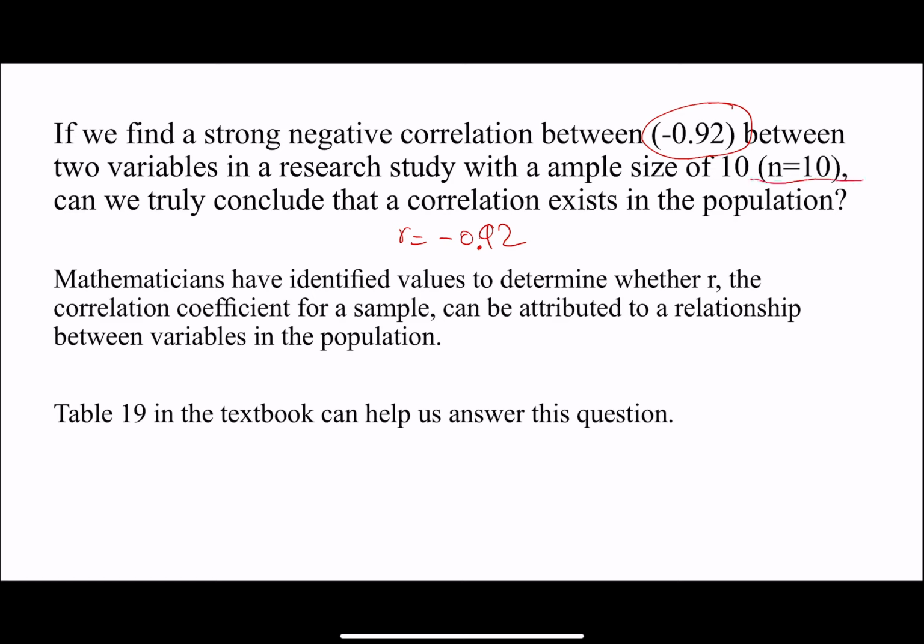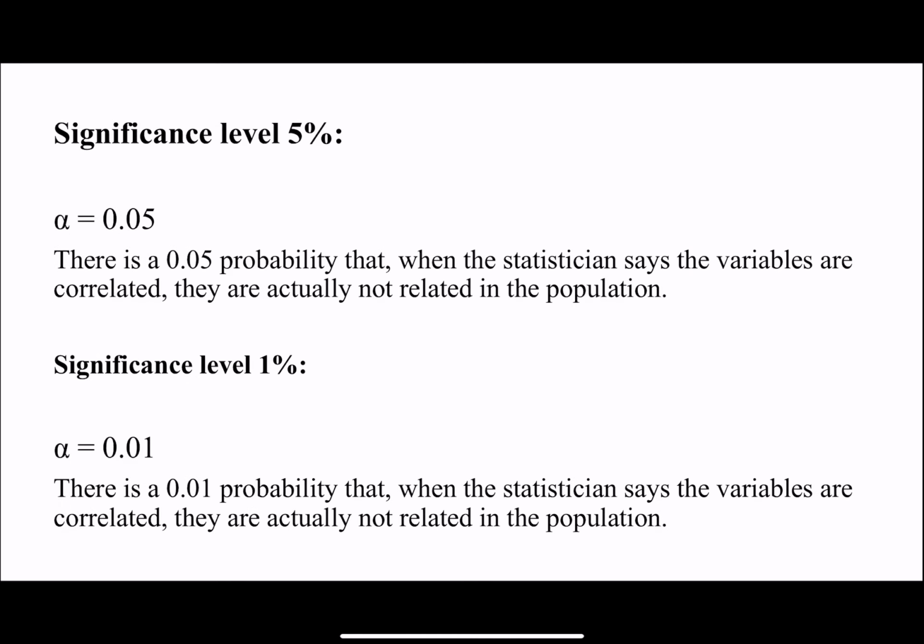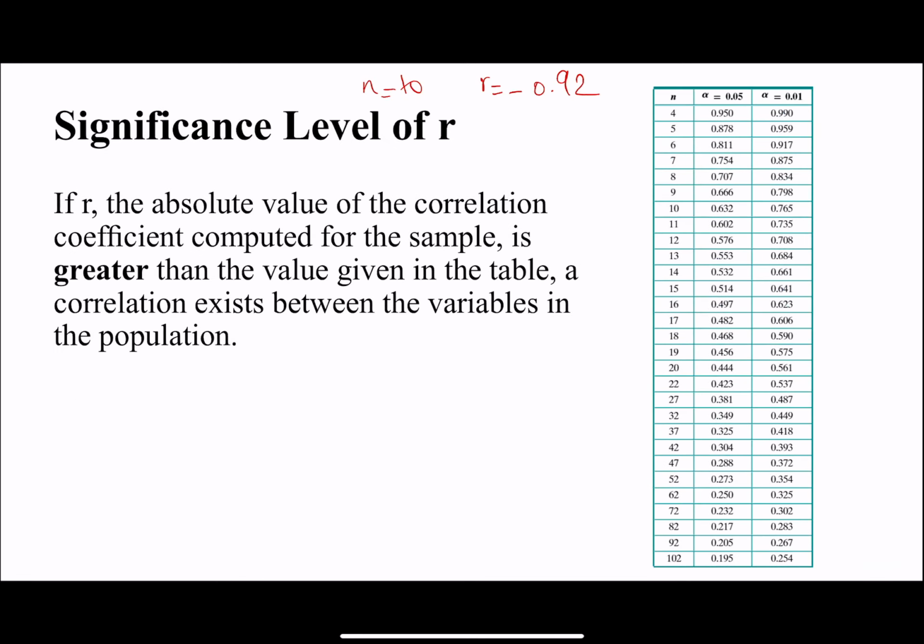Okay, there is a table in your textbook that can help us answer this question. If we give you a question and ask you whether or not we can rely on this correlation, we will give you, of course, this table, okay? We have one column for n, right? In this example, n is 10. And what was the correlation? Negative 0.92. Forget about the negative for now, and just look at the sample size and the magnitude of your correlation. Sample size 10.